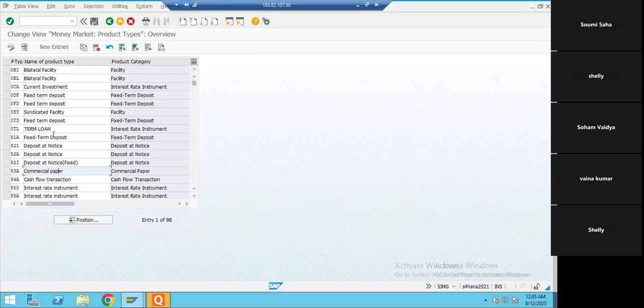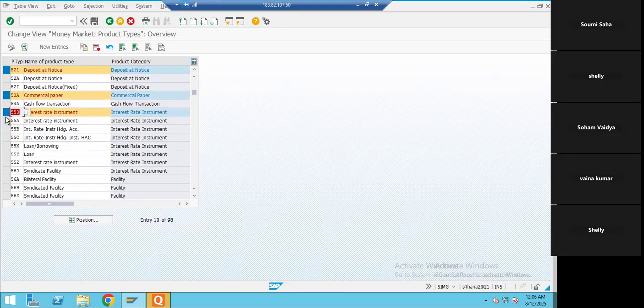Standard SAP provides us with all the product types. If you see, we have the 5 series, which are the ones SAP provided. So 52A, 55A, 550, all these are SAP provided. We haven't configured them. But if you have to configure one, you can create a new one using the copy option, or create new entries based on that. This configuration aspect we will see when we are actually doing our training.